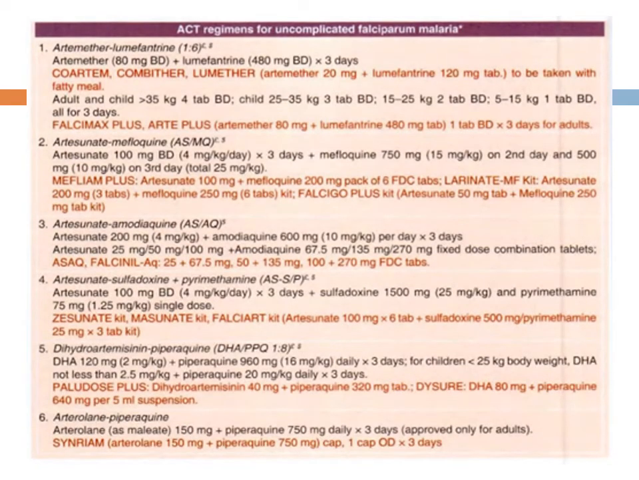These are some ACT regimes given orally for uncomplicated falciparum malaria. These oral regimes should not be used in severe or complicated malaria, and for that condition parenteral drugs are needed. Here you can see different combinations like artemether lumefantrine, artesunate mefloquine, artesunate amodiaquine, artesunate sulfadoxine pyrimethamine, dihydroartemisinin and piperaquine, and arterolane and piperaquine combinations are used.